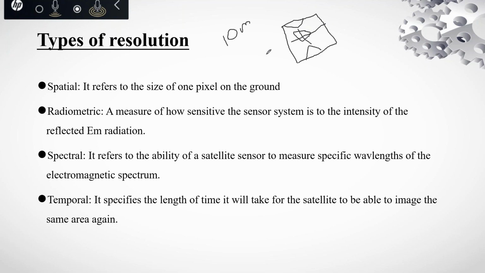So suppose earlier the spatial resolution was 100 meters. So the camera will take this whole football ground. Suppose the football ground has a measurement of 100 meters, then it will take the whole football ground image in one cell of the raster image. Suppose this is a raster image.